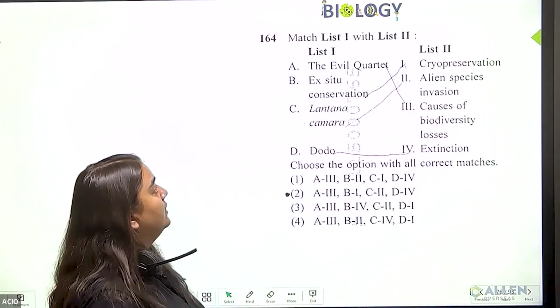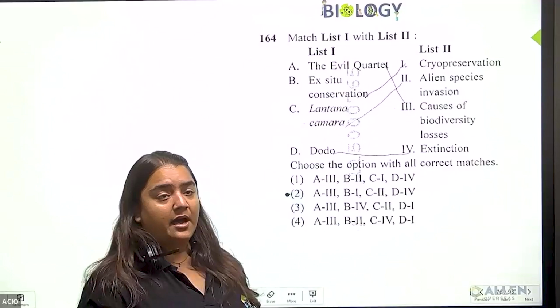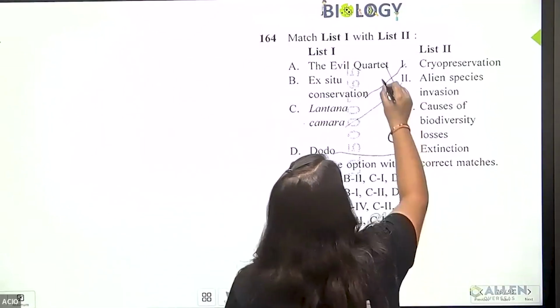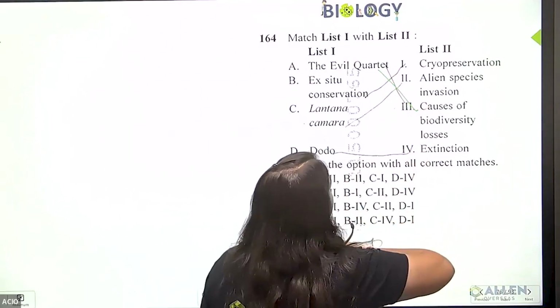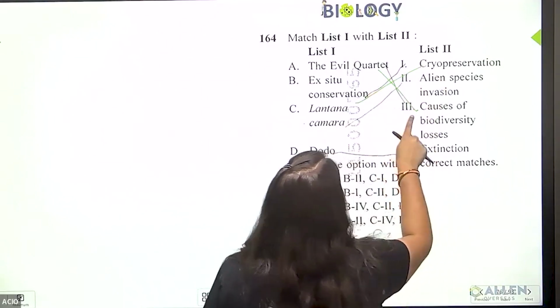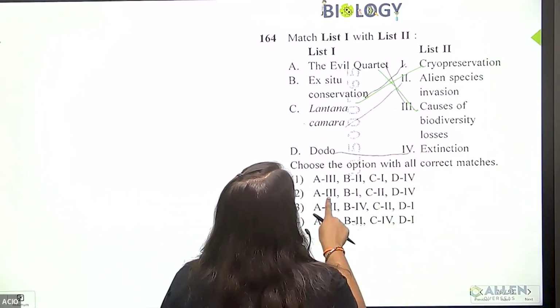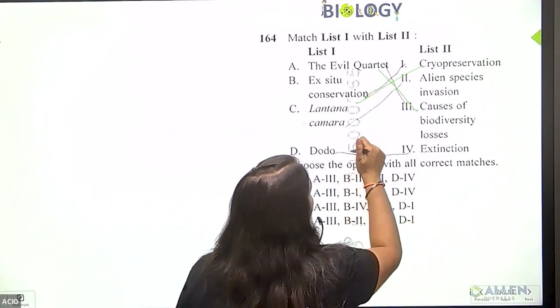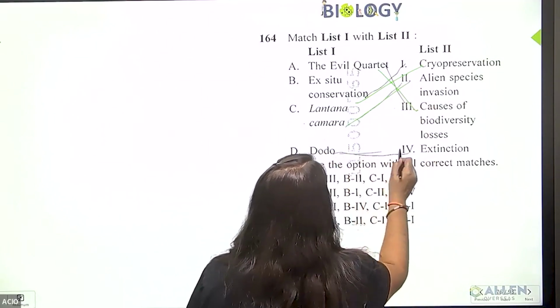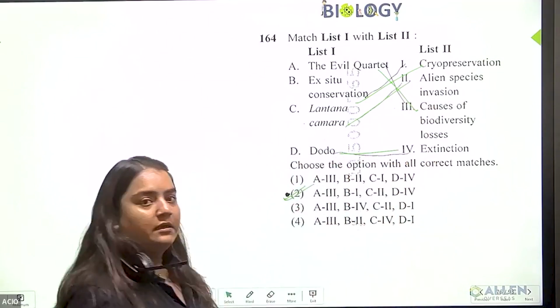Next one. Match list 1 to list 2. The evil quartet is one of the causes of the biodiversity loss. Ex situ conservation is your cryopreservation. So A with 3, B with 1. C, Lantana is with alien species invasion. 2, and D goes, Dodo is for extinction. Yes, so second option is the right one.